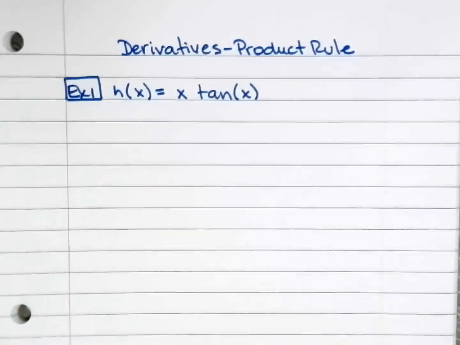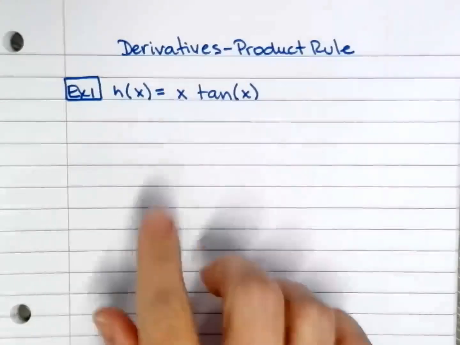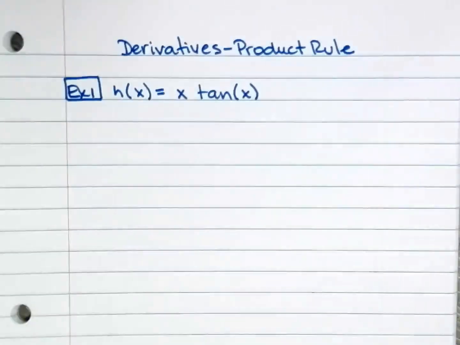Hi. In this video, we will talk about derivatives and product rules. We're going to have a couple examples, including trig functions, logarithms, and natural log, and all that good stuff. So here we go. The first example I have is x times tangent of x.